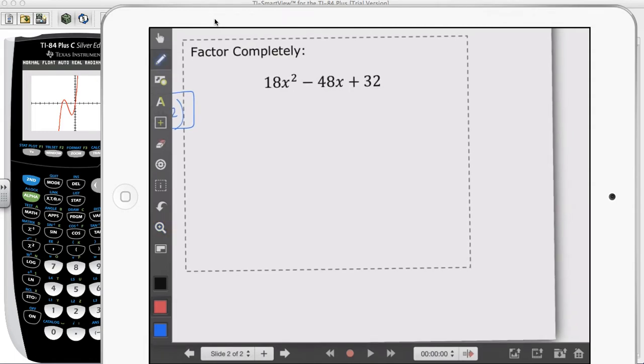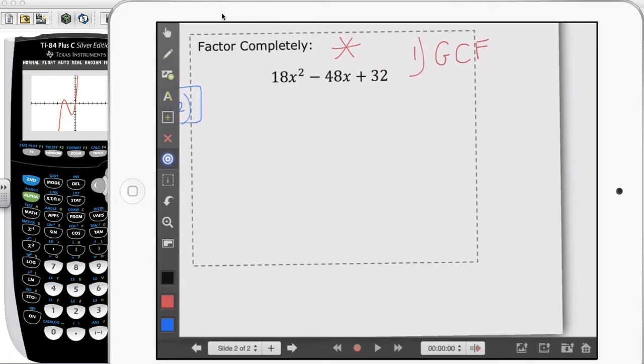Now remember, your first step always is to try to find a GCF. Okay, now I want you to focus on this because most of the problems are going to be similar to this one. So a GCF, what's common? As you can see, they're all even. So I'm going to think of a number that goes into 18, 48, and 32. Probably it's a 2.